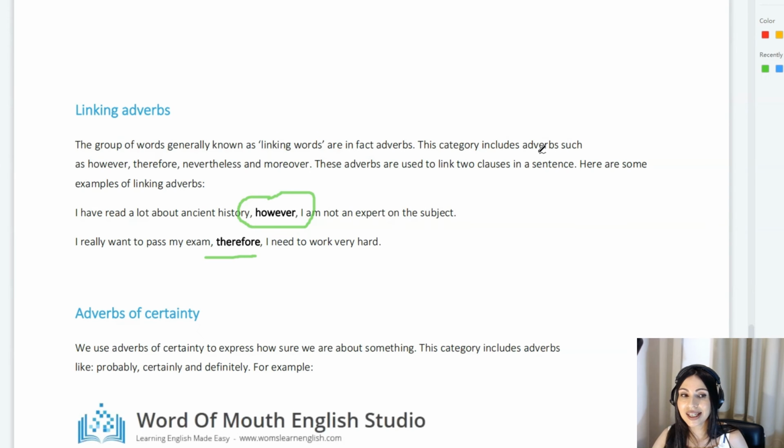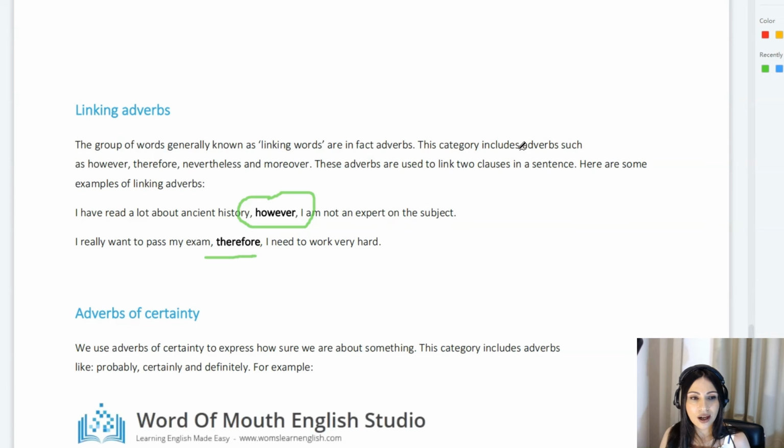Therefore is another linking adverb that is usually placed in the middle of your sentence, but can also be placed at the beginning of a sentence. I really want to pass my exam. Therefore, I need to work very hard. This is a bit more polished, a little more pristine, a little more technical, this adverb, if you want to use it. It's not to be used with everyday colloquial English, perhaps, with friends or colleagues, but we would use them more in formal writing and speaking.